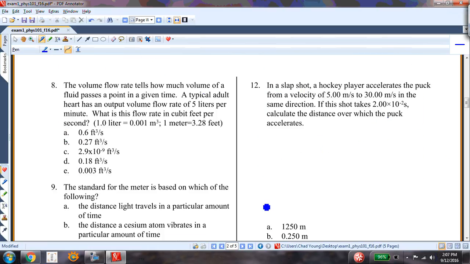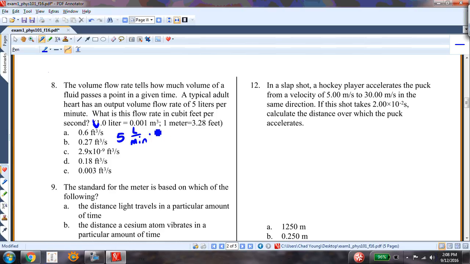The volume flow rate tells how much volume of a fluid passes a point in a given time. A typical adult has an output volume flow rate of 5 liters per minute. Your heart pumps 5 liters every minute. What is this flow rate in cubic feet per second? You could tell that just from looking here, a cubic feet. Let's see, so I start with 5 liters per minute, and I want to get that into cubic feet per second.